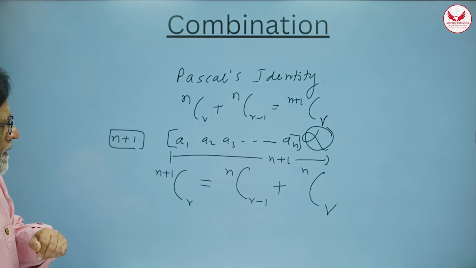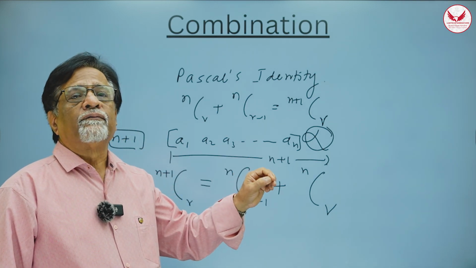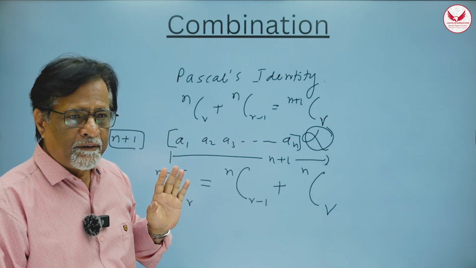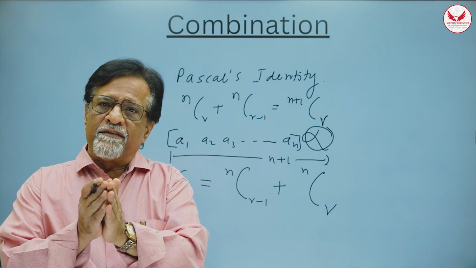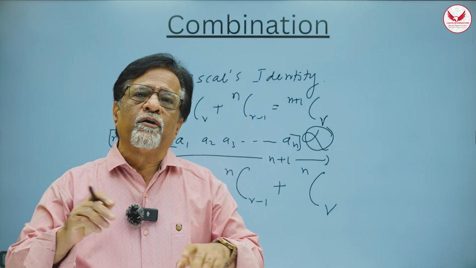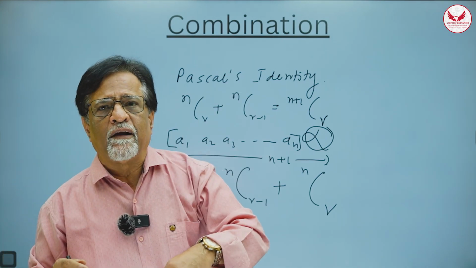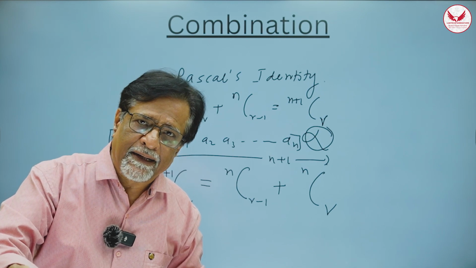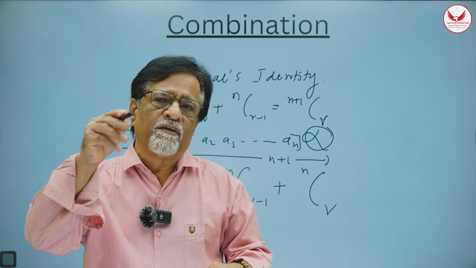I'll repeat again. I am selecting r objects out of n plus 1 objects. This job can be done in two ways. Either you select alpha or you don't select alpha, right? Total number will be selection of alpha and not selection of alpha, correct? That will give me total number of selections. So total number of selections are (n+1)Cr.